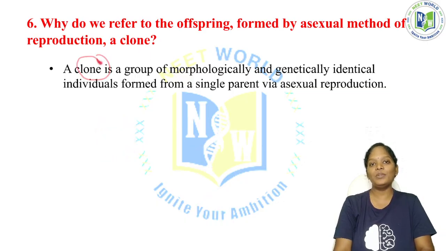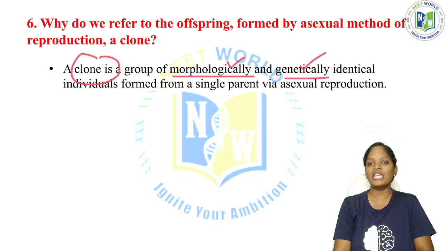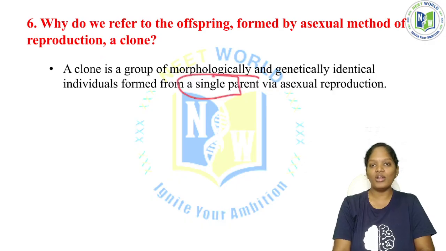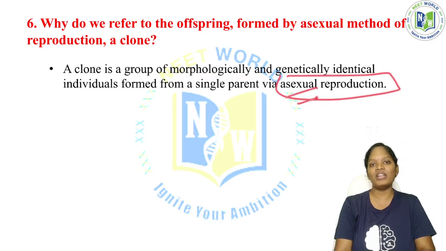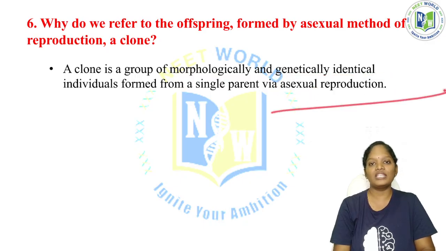So the exact keyword here will be a clone, which is morphologically as well as genetically identical, and that will be from only one parent, not with the involvement of two parents, that too asexual reproduction. If there is only one parent, definitely that will be asexual reproduction.